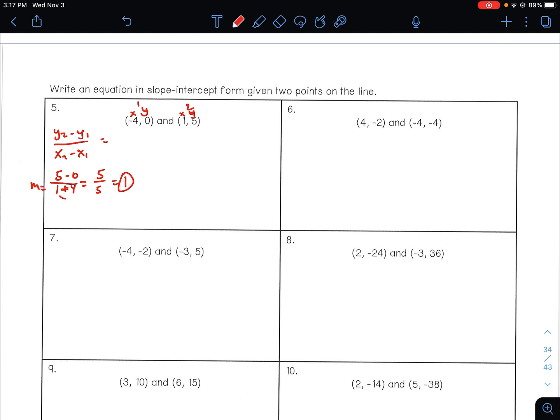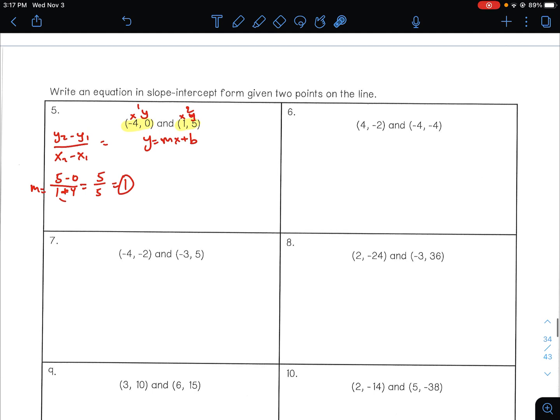Now, I do what I did before, which is I take my slope and I put it into the equation y equals mx plus b. Now, what makes this a little bit different is I have 2 points to choose from. I could either choose -4, 0 or 1, 5. And I think I am going to choose -4, 0. I'm going to choose this point.